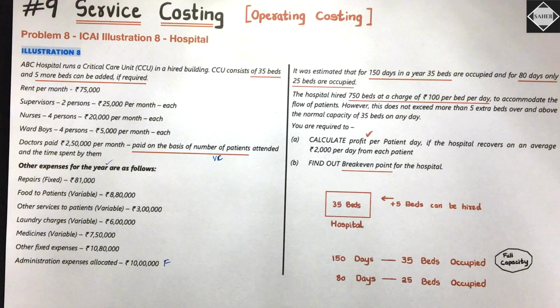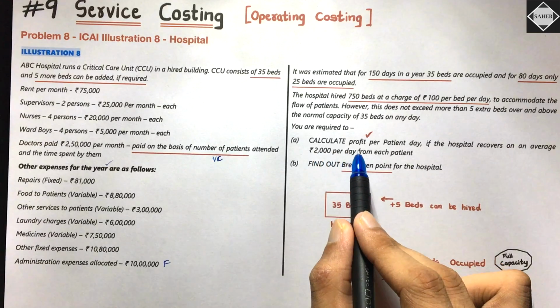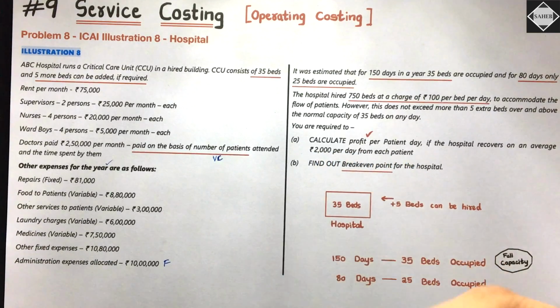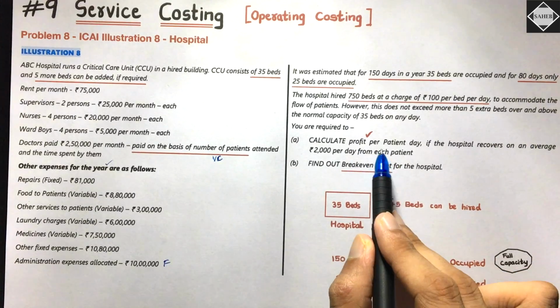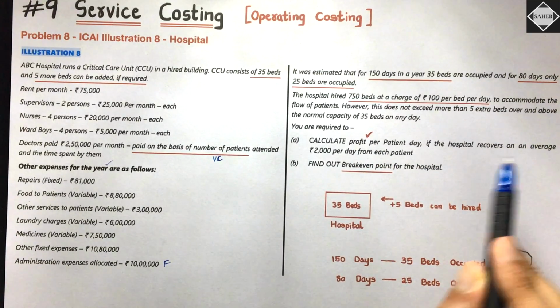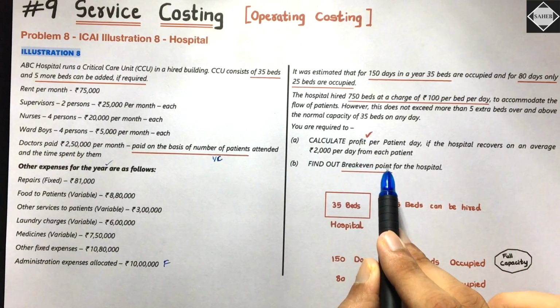Here we don't have to do the cost sheet. Here we'll do the statement of profitability, because they're asking us to calculate the profit. Calculate profit per patient day. First we'll calculate profit, then divide by patient days, and we'll get profit per patient day. That's simple.